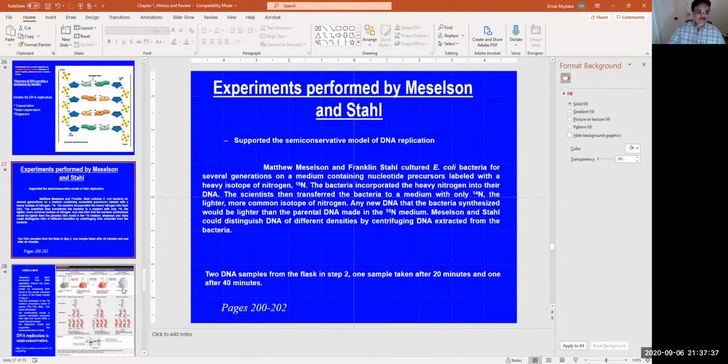Now the very elegant experiment was performed by Meselson and Stahl, right? What experiment did they propose? They proposed that the replication of DNA is semi-conservative. And let me explain to you what semi-conservative means.